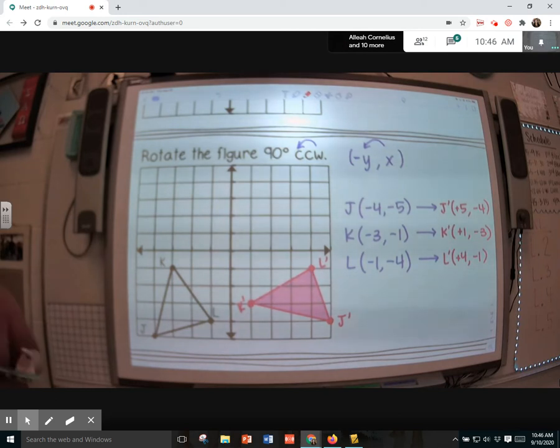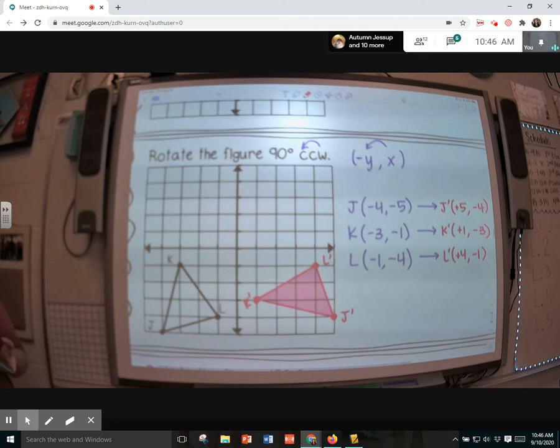So that is how you do it with the coordinates. Now I'm going to show you how you can do it with patty paper. And then I'm going to give you some patty paper so you can try.